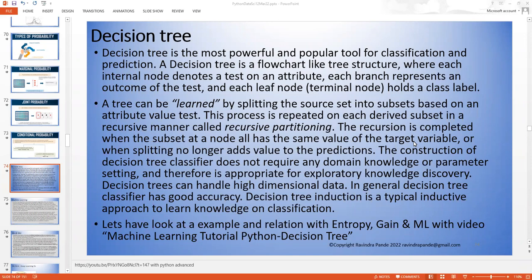The construction of a decision tree classifier does not require any domain knowledge or parameter setting, and therefore is appropriate for exploratory knowledge discovery. Now, what does this mean? The construction of a tree does not require domain knowledge. I don't have to know which medicine is to be given to a patient. I only need to make sure the patient goes to a doctor.